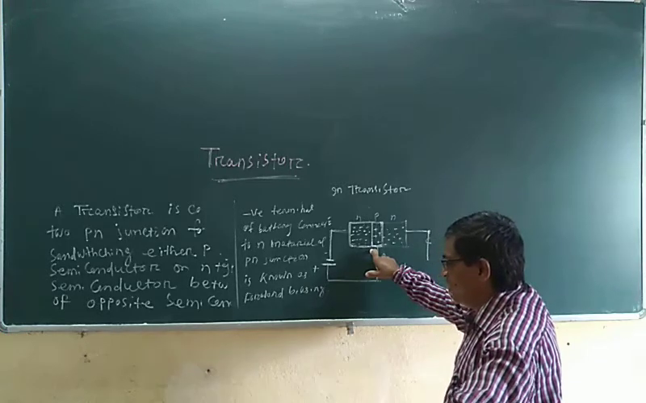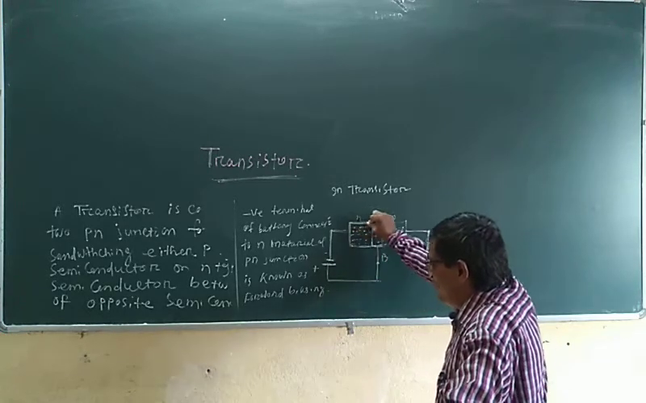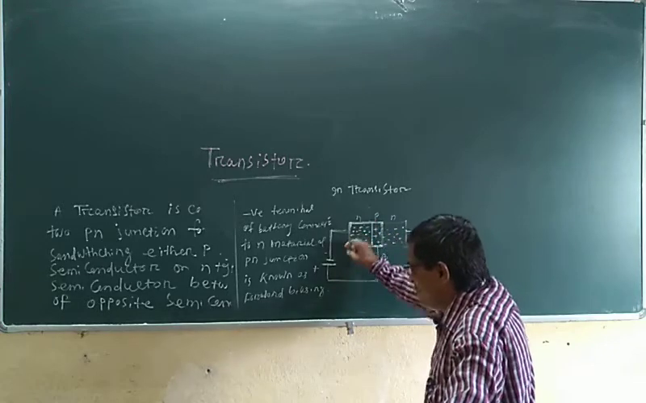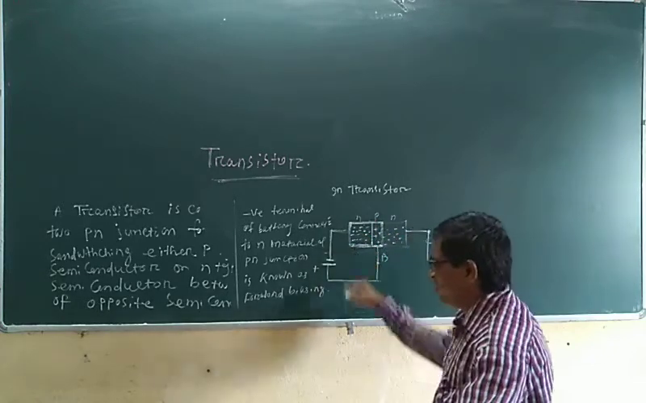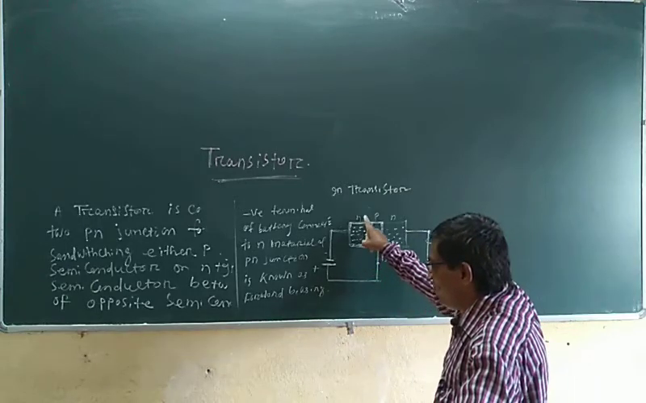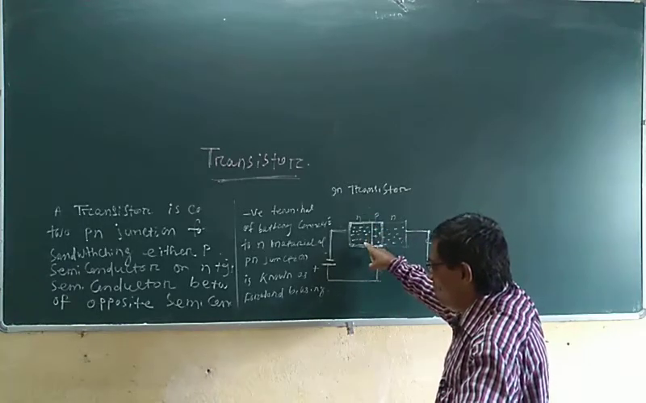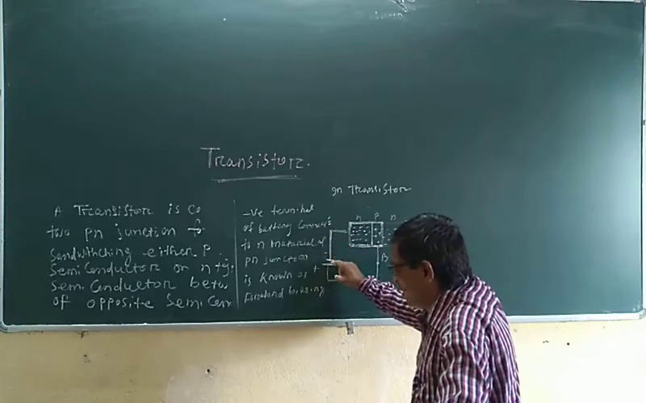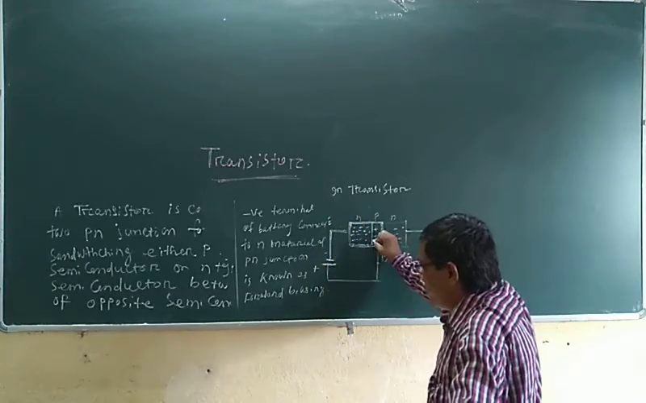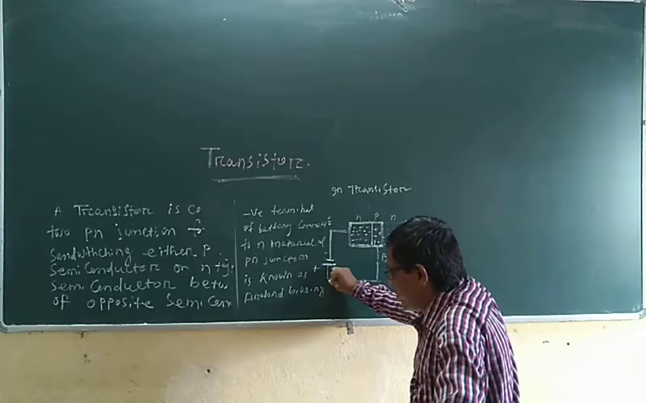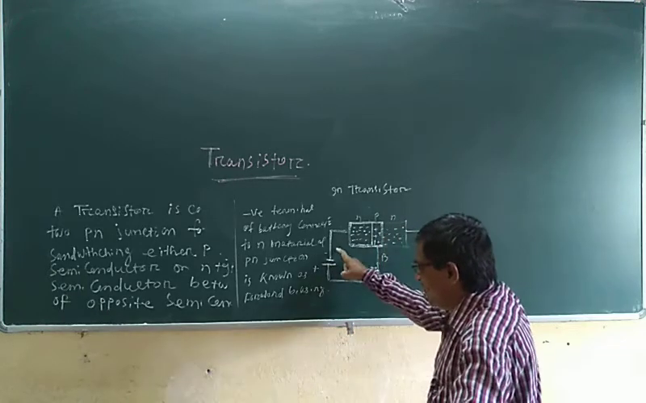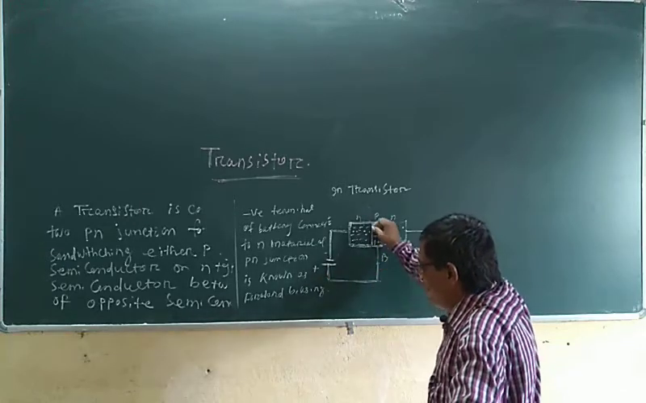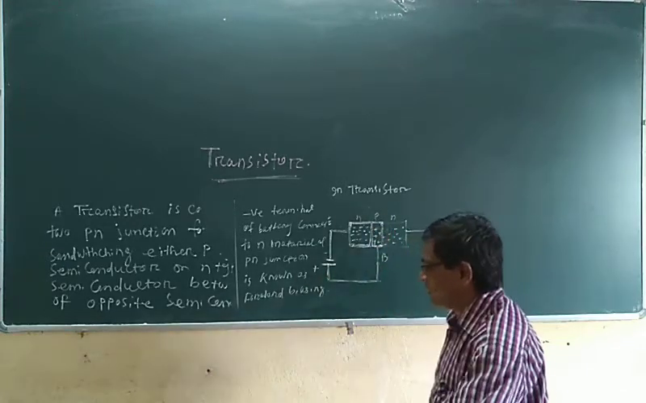It consists of two diodes. Now the first diode or first PN junction is forward biased. How is it forward biased? The negative, meaning the N type material of the semiconductor, is connected to the negative terminal of a battery, and the positive is connected to the positive terminal of the battery. Negative is connected to negative and positive to positive. Here this junction is forward biased.